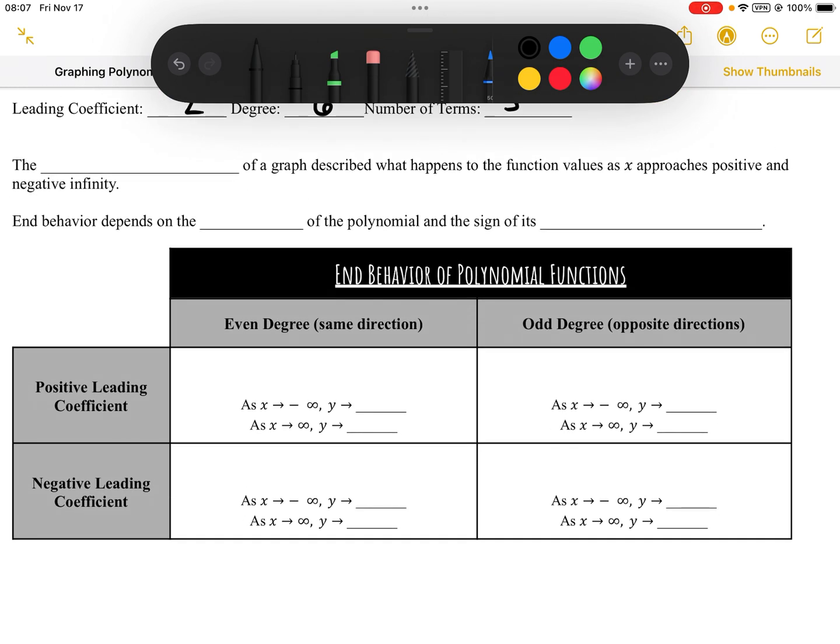So now we're going to continue on. We're going to start looking at end behavior. So the end behavior of a graph describes what happens to the function values as x approaches positive and negative infinity. End behavior depends on the degree of the polynomial and the sign of its leading coefficient.